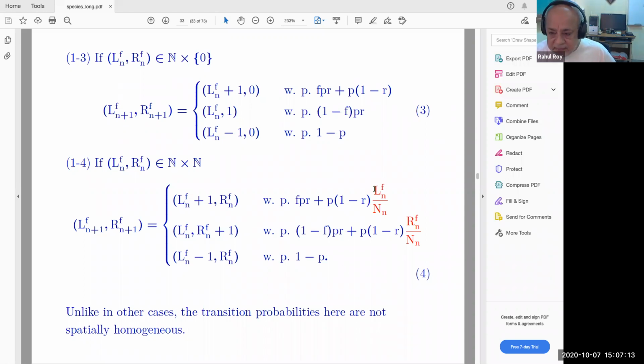And it's exactly these quantities, L_n(F) and R_n(F), which make our life difficult in this model. In the earlier models, all the Markov chains were spatially homogeneous, so there wasn't really much difficulty in studying them. This is exactly what makes it more difficult.